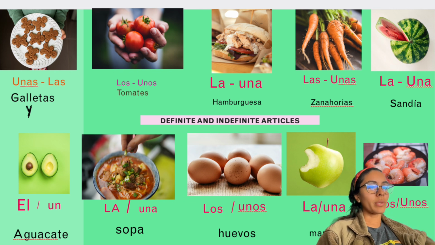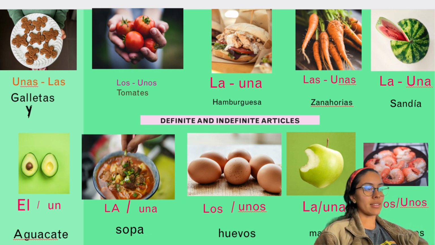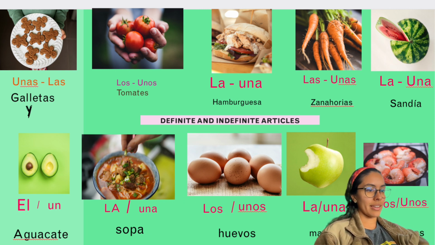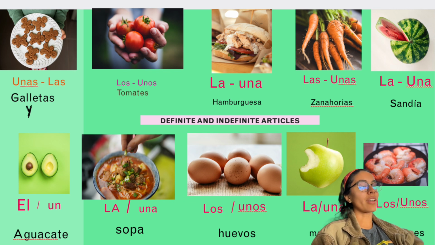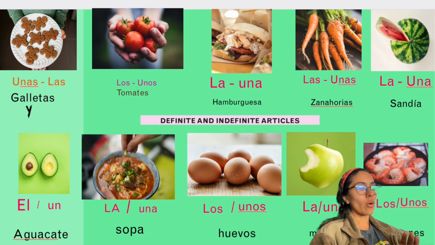And so we have then the zanahorias. You can say las zanahorias or unas zanahorias. Again, please silence this H. I don't want anyone to be saying it, because that's not how it is. It's very silent. Zanahorias.